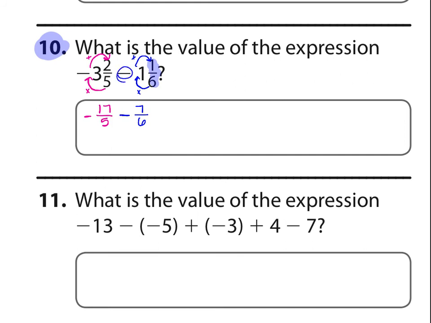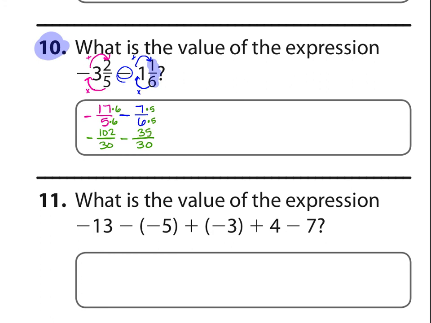Now when we add or subtract fractions, we need to have a common denominator. So we'll think of a number that 5 and 6 will both go into, a multiple of both of them, and that would be 30. So I have 17 over 5. 5 times 6 is 30, so 17 times 6 is 102. And then I have 6 times 5 is 30, so 7 times 5 is 35, and we have our negative in front of that.